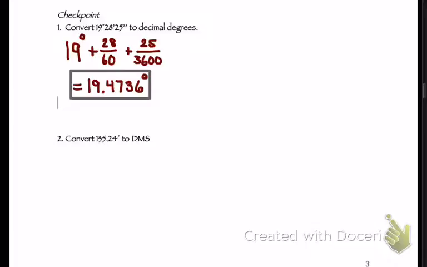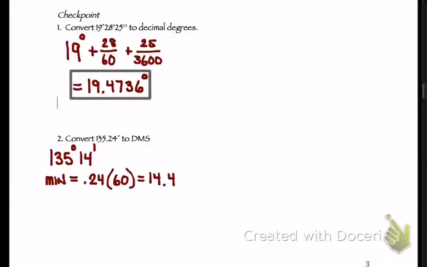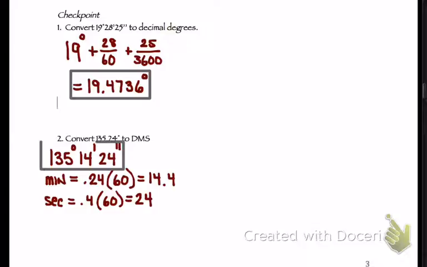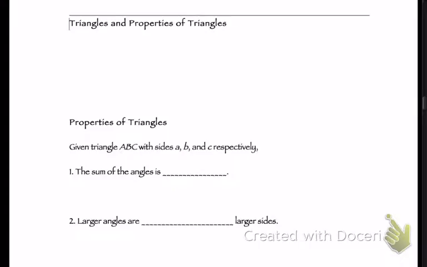Number 2, now to go to degrees, minutes, seconds, 135 degrees, I'm going to do the 0.24 times 60, and now I'm going to do the 0.4 times 60, and voila, there is my answer. So hopefully, degrees, minutes, seconds, so far, so good. Let's keep going. Alright, so triangles.